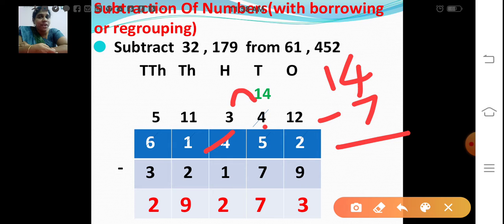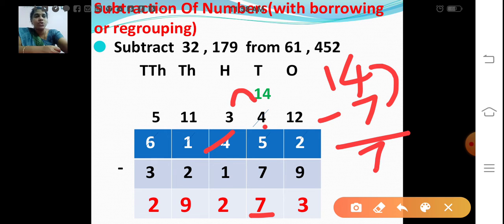What is the meaning of 100? 10 tens, right? 10 tens plus 4 tens is 14 tens. So I am going to subtract 14 tens minus 7 tens. 14 minus 7. Start from number 7, count forward till you reach 14. After 7, 8, 9, 10, 11, 12, 13, 14. 14 minus 7 is 7 tens.